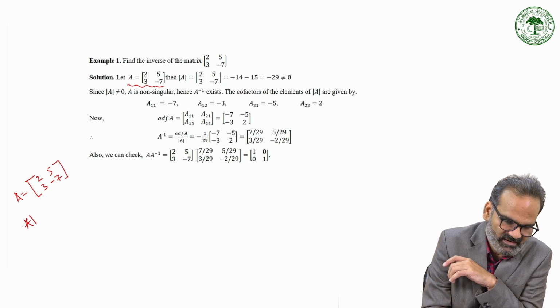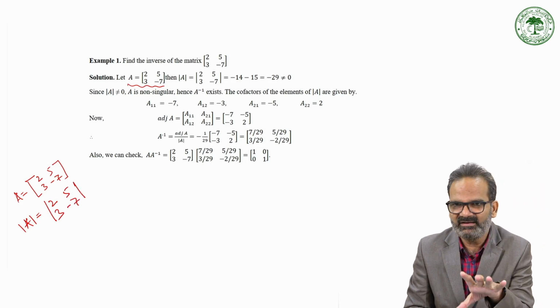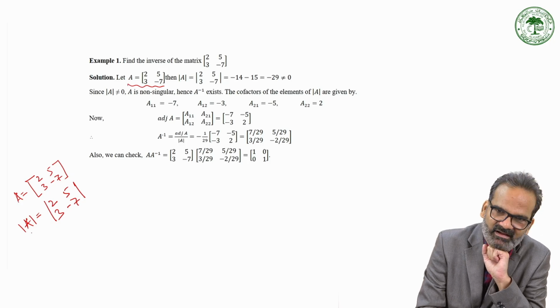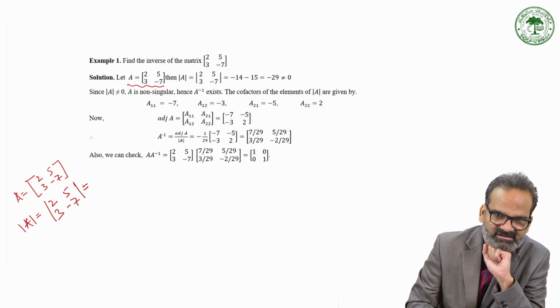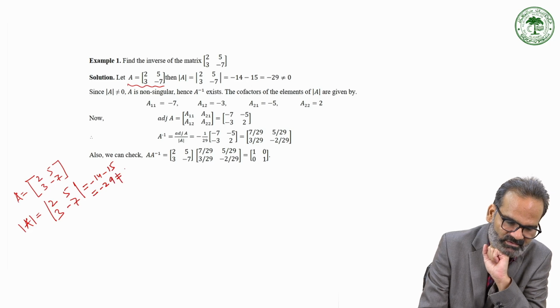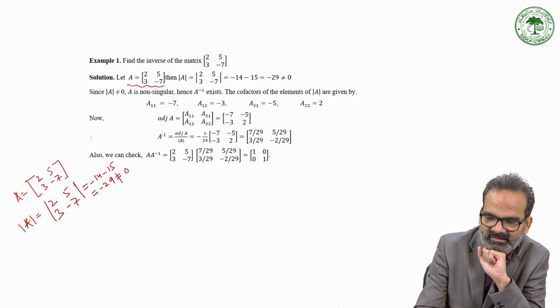First step, write down its determinant, 2, 3, 5, minus 7. Right? I will explain every step so that you can understand it. First step is what? Write down this determinant. And what is the value of this determinant? Determinant minus 7 into 2 minus 14 and minus 15 into 3 minus 15. This is equals to minus 29. So this is not equals to 0, right? We came up to here.